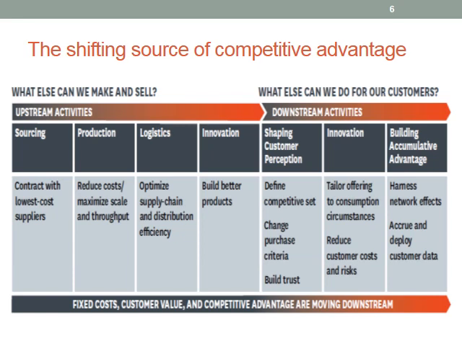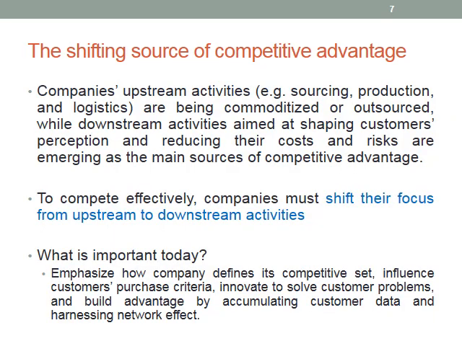So what we can see today is a shift of the sources of competitive advantage from upstream activities to downstream activities in organizations. This slide basically explains this particular situation. I want you to pay attention to the middle line, in blue color: to compete effectively, companies must shift their focus from upstream to downstream activities in your value chain. This is really important, particularly from today's perspective. What is important today? You have to move to the downstream activities. This is where you can create the competitive advantage.